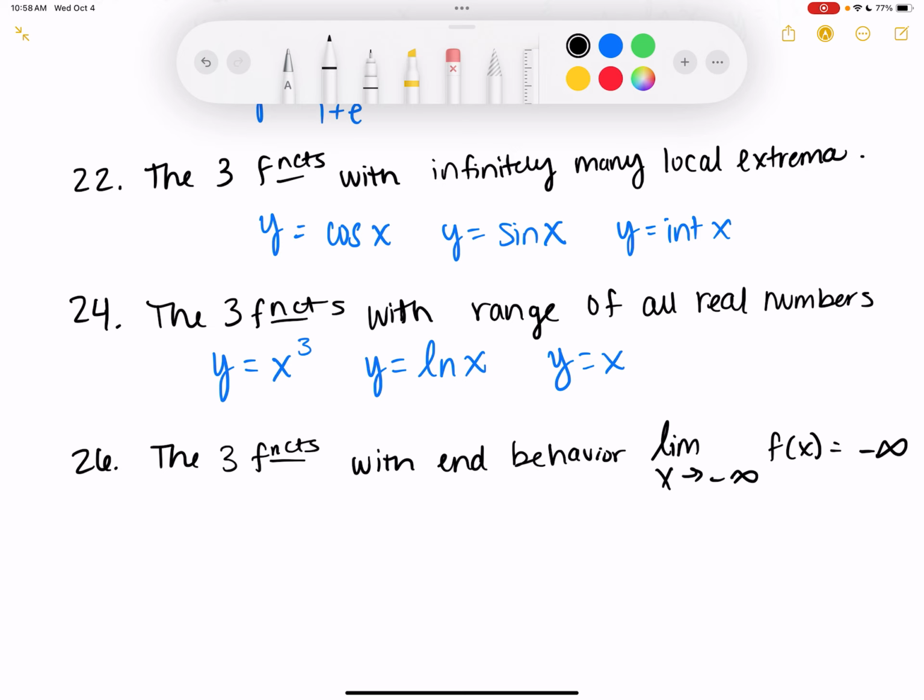Identity. So, yes. And then the cubing. Yep, y equals x cubed. And one more. Natural log.